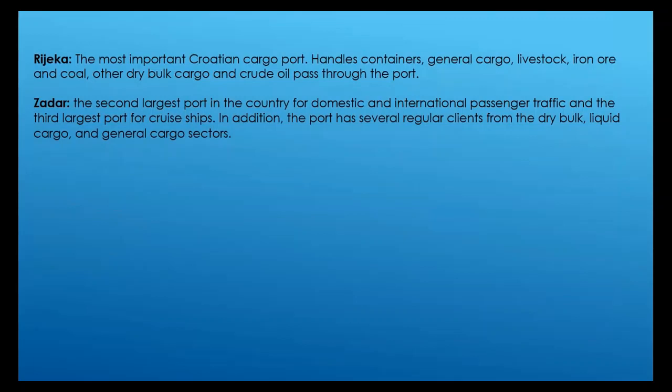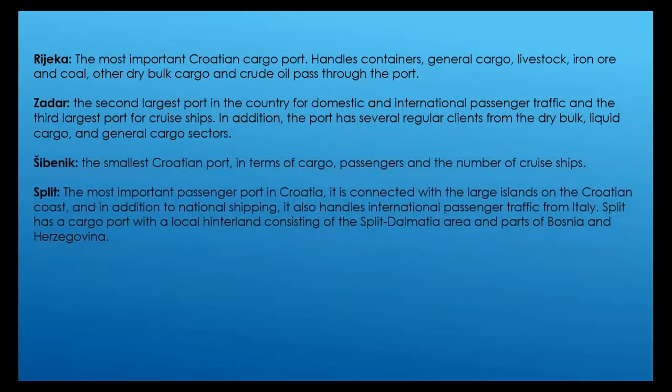Zadar is the second largest port in the country for domestic and international passenger traffic and the third largest port for cruise ships. In addition, it also has several clients from the dry bulk, liquid cargo and general cargo sectors. Šibenik is the smallest Croatian port in terms of cargo, passenger and number of cruise ships. Split is the most important passenger port in Croatia. It is connected with the large islands on the Croatian coast and with Italian ports. Split also has a cargo port with the local hinterland, consisting of the Split-Dalmatia area and parts of Bosnia and Herzegovina.